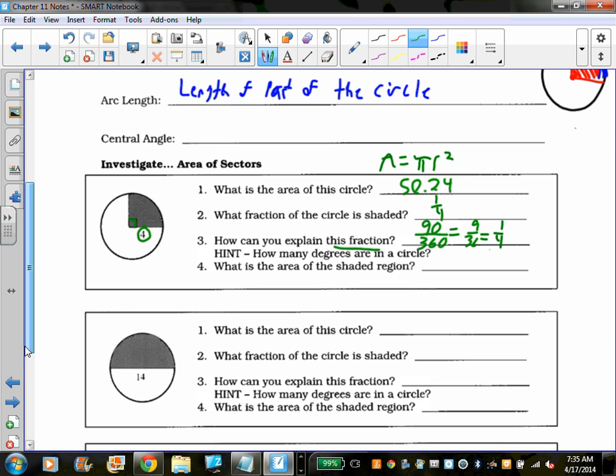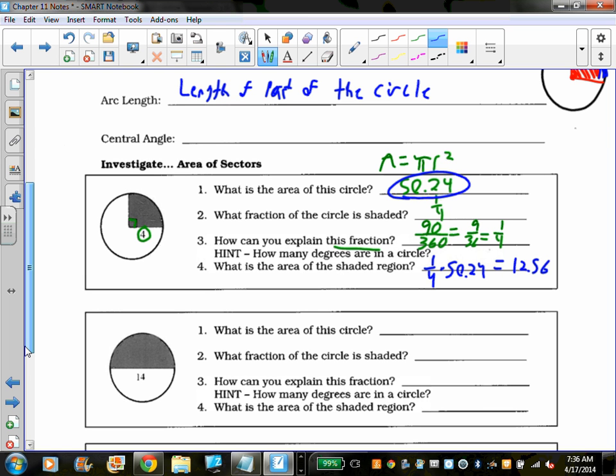Well, if it's 1/4 of the circle, that means that if I take the area of the circle, which we calculated in the first step, I should be able to take 1/4 of that and get the area of the shaded region. And that's what I'm going to do. So to find the area of this shaded region, I'm going to do 1/4 times 50.24, and we will see what that ends up being. You end up getting 12.56 for that. And that's how you would approach that one.